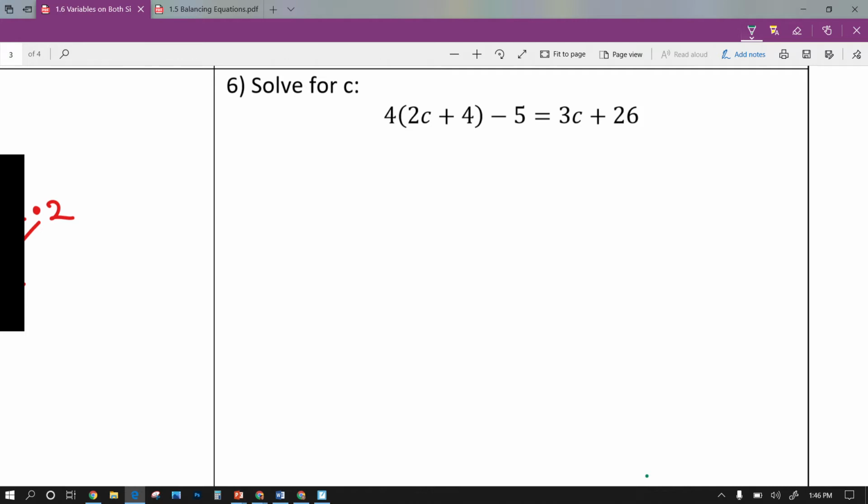All right, here's the big one here. Problem number 6 on our review. We need to solve for C. So there are a lot of things going on in this one.